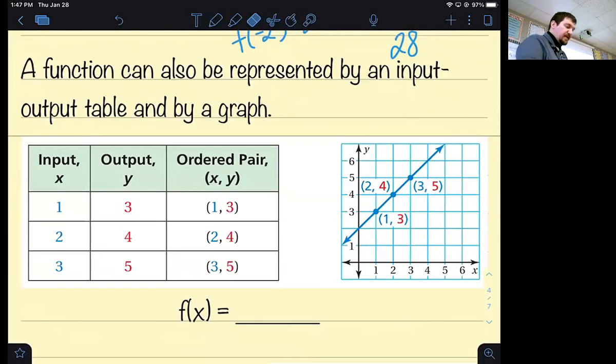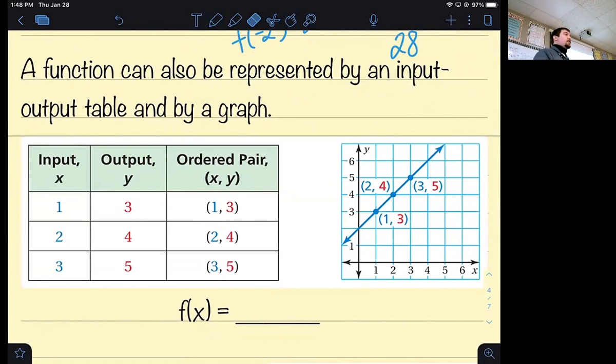Functions can also be represented by an input-output table, which is a fancy way of saying a t-table, like the ones we looked at yesterday, where they list the x's on one side and the y's on the other side. Okay? And then they graph it. And they want us to write the slope-intercept form of this function.